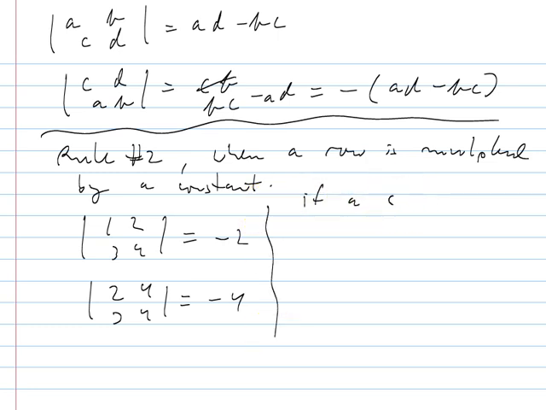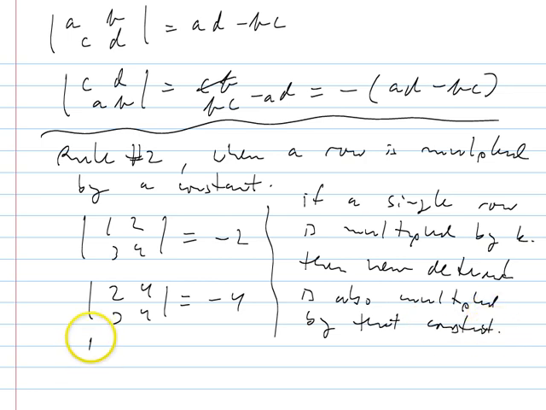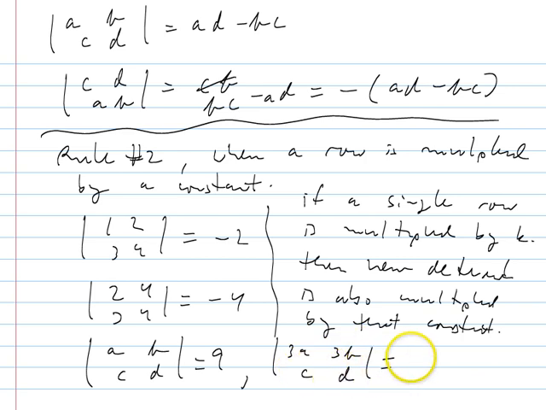And this is always going to be the case: if a single row is multiplied by some constant, then the new determinant is also multiplied by that constant. So a test question would be, if you're given that ABCD equals 9, then what would the value of 3A, 3B, C, D be? The answer is going to be 3 times 9, which is 27.